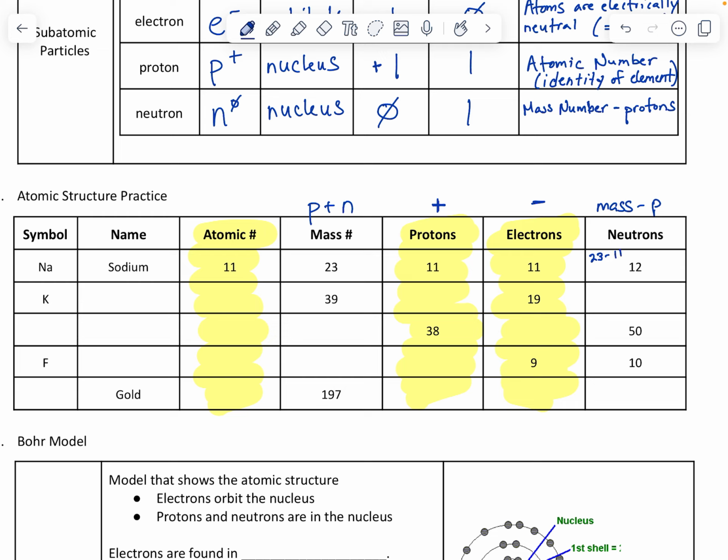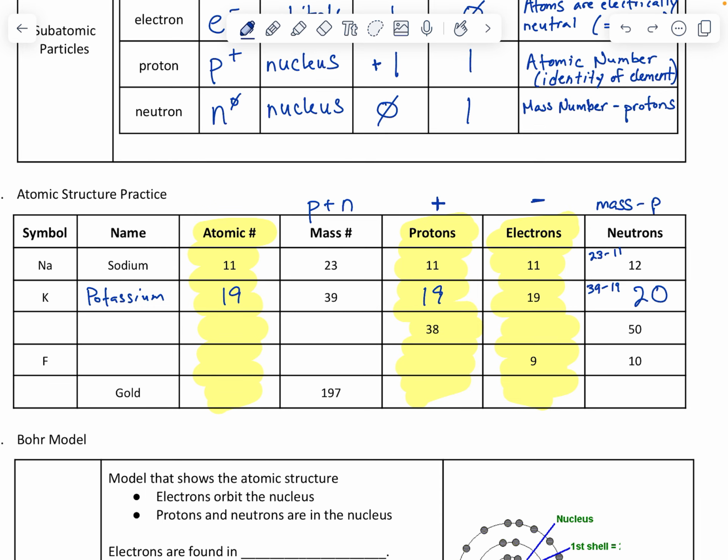So if we did something for K, which is potassium, we find potassium on our periodic tables. We see that it has an atomic number of 19, which means it has 19 protons. 19 electrons is filled in already. And we do the neutron similar here to get 20 neutrons inside that nucleus with those 19 protons, which gives it that mass of 39. Number 38, that is strontium. All right, per our periodic table.